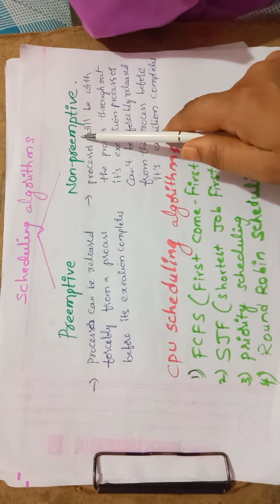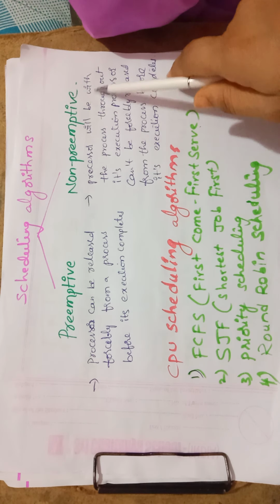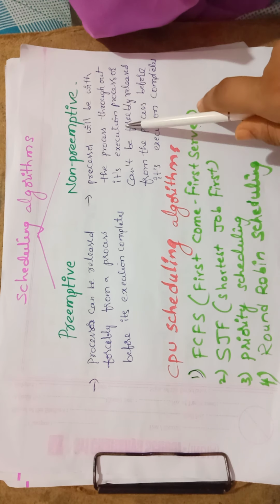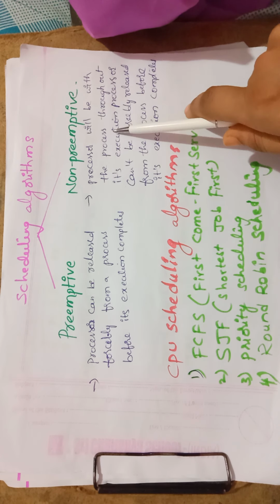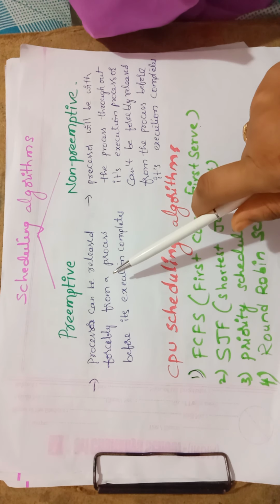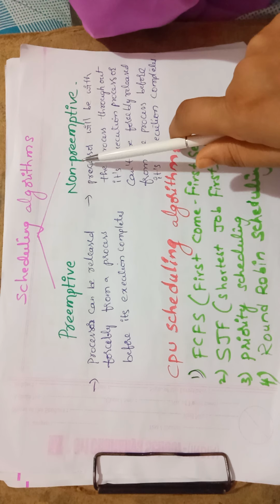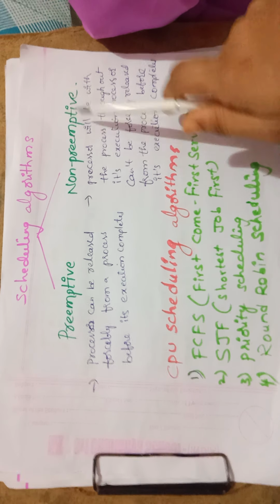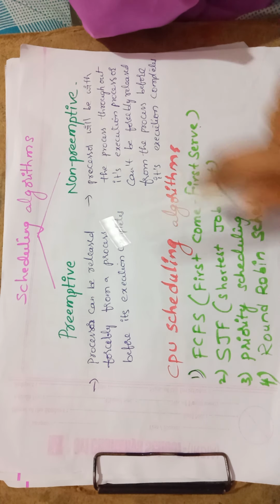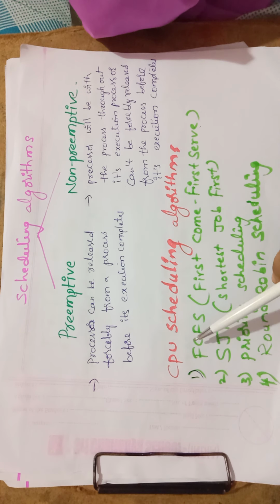And non-preemptive we'll discuss. Non-preemptive processes will stay with the process throughout its execution. A process cannot be forcibly released before its execution completes. Those are called non-preemptive. Preemptive means which is going to be forcibly released. Non-preemptive means which cannot be released until its execution completes. There are different CPU scheduling algorithms: first one FCFS, second one SJF, shortest job first, then priority scheduling algorithm, and round robin scheduling algorithm.